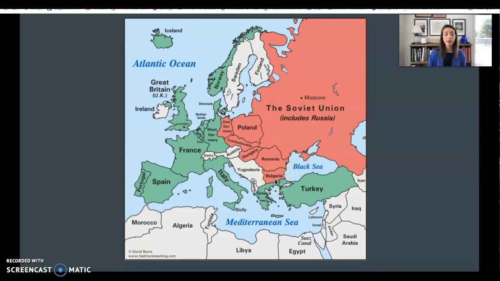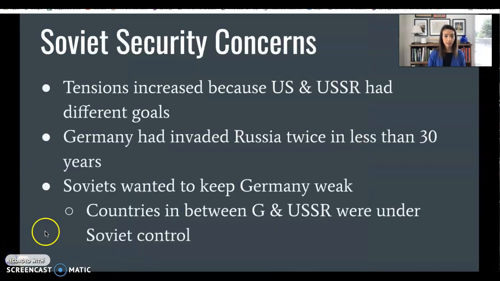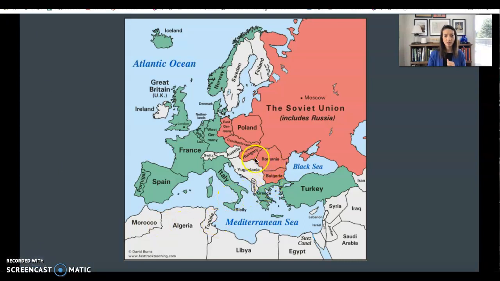So those countries are Bulgaria, Romania, Hungary, Czechoslovakia, Poland, and then of course after World War II, they had established an East Germany and a West Germany. Okay? If you like maps or if you want to study this a little bit more, pause here and then spend a little bit more time with the map. I wanted to reiterate the idea that there were countries in between Germany and the Soviet Union that were under Soviet control. Okay, and those are these right here.